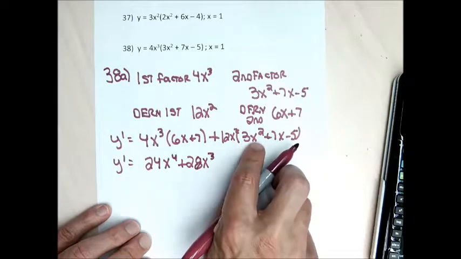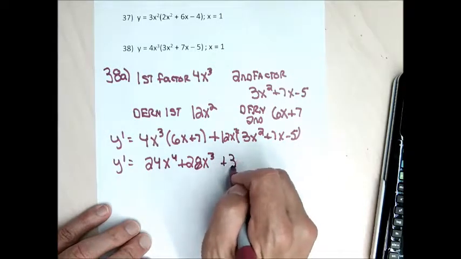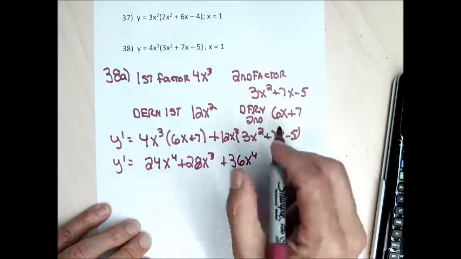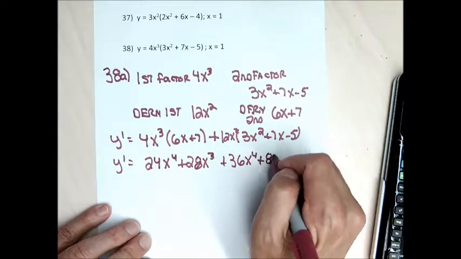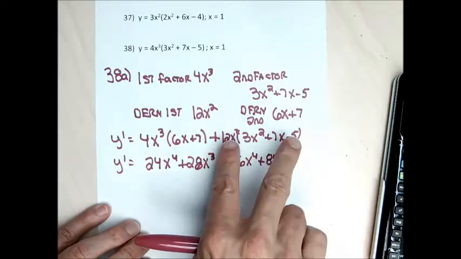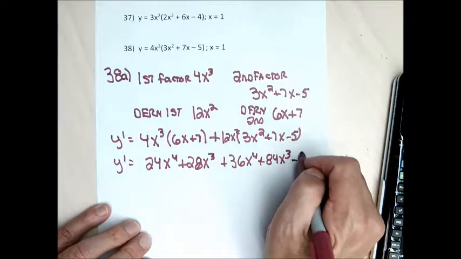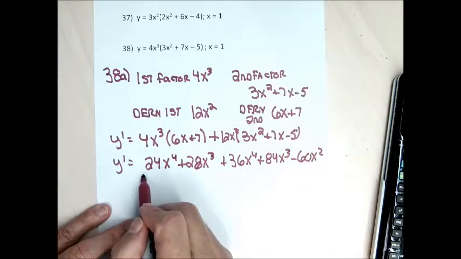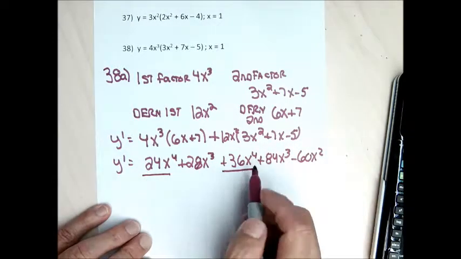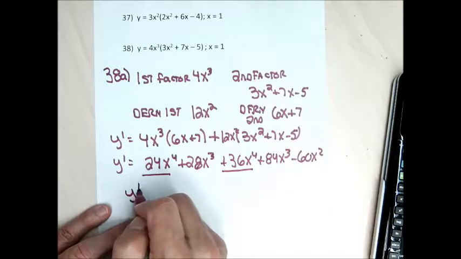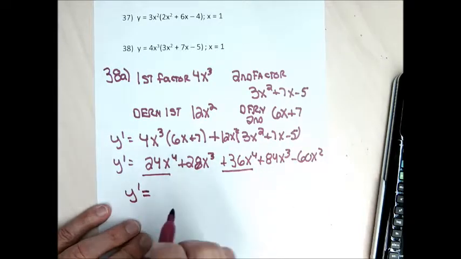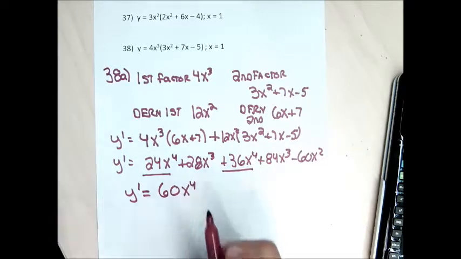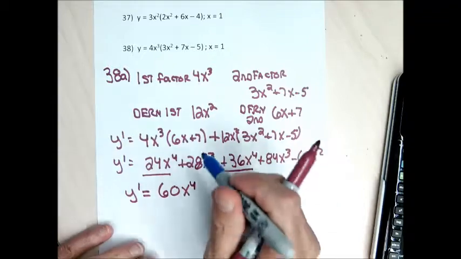12x squared times 3x squared is plus 36x to the 4th. 12x squared times 7x is plus 84x cubed. And 12x squared times minus 5 is minus 60x squared. Oh, this is disgusting. Now I'm going to go 24x to the 4th plus 36x to the 4th. This is getting too fast, but the video is kind of getting long, and I don't want to drag it out much longer than I have to.